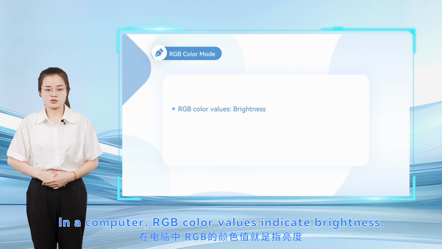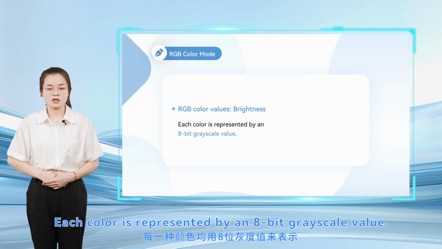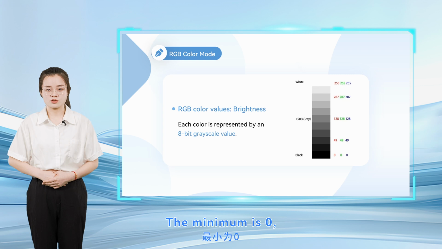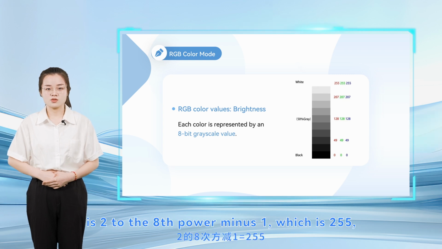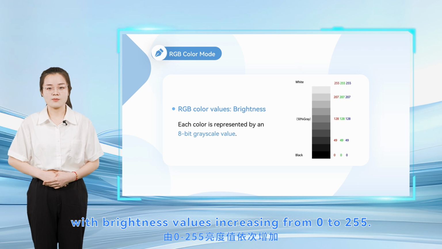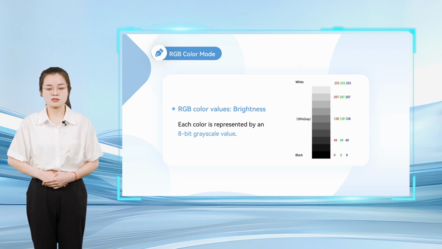In a computer, RGB color values indicate brightness. Each color is represented by an 8-bit grayscale value. The minimum is 0, and the maximum is 2 to the 8th power minus 1, which is 255, a total of 256 levels, with brightness values increasing from 0 to 255.